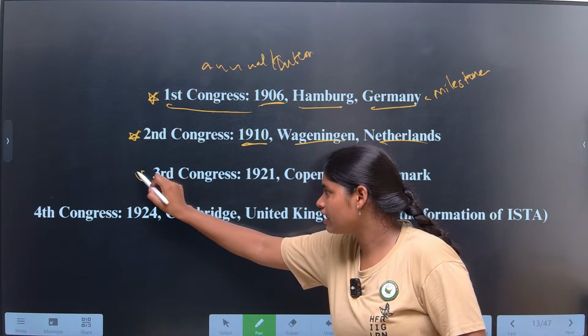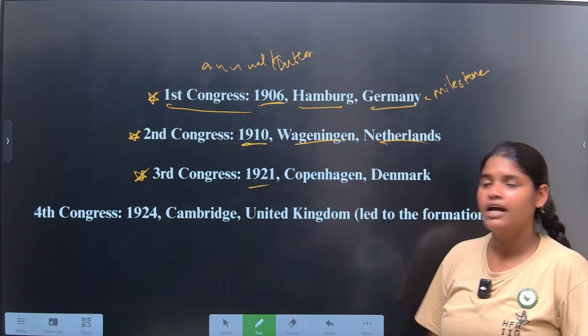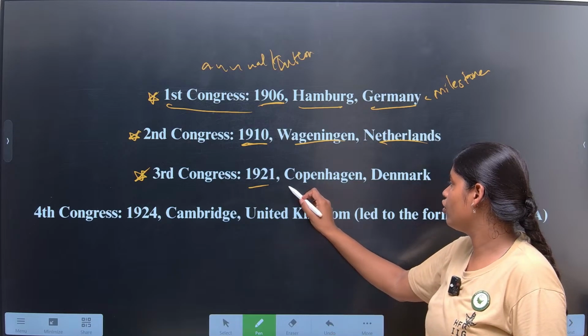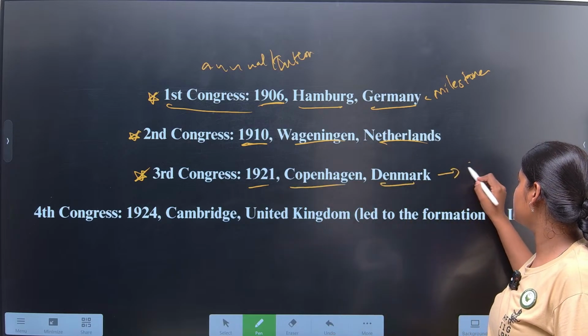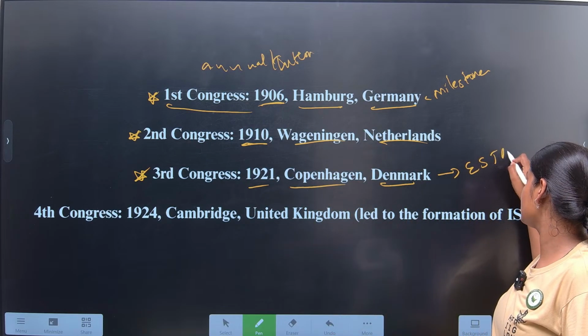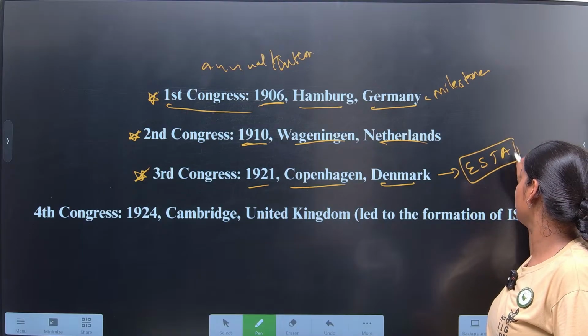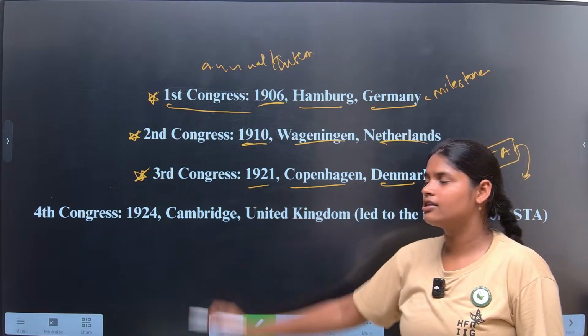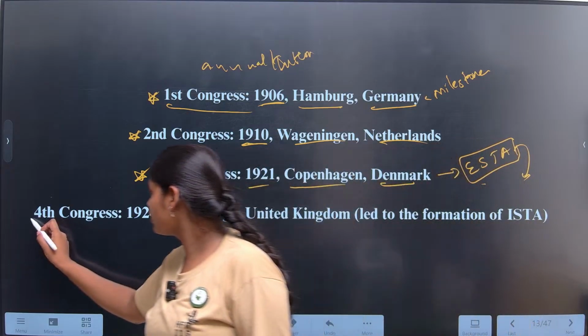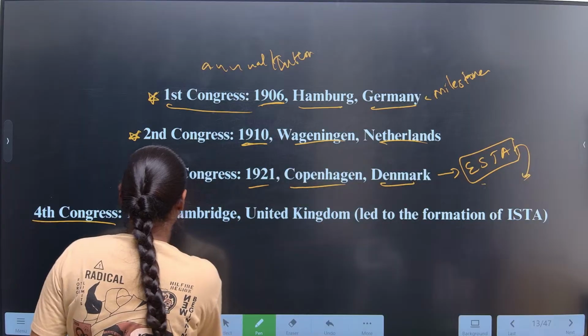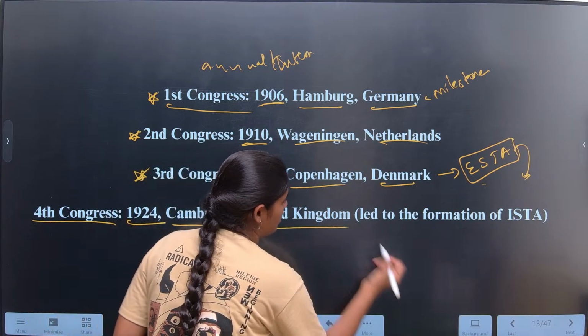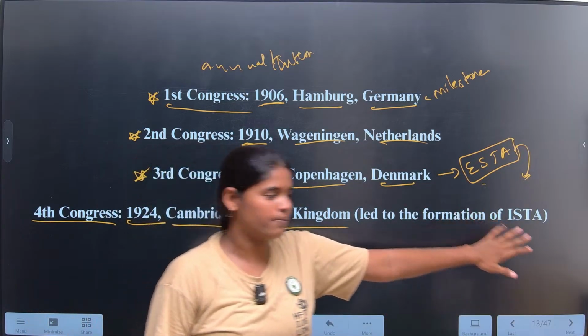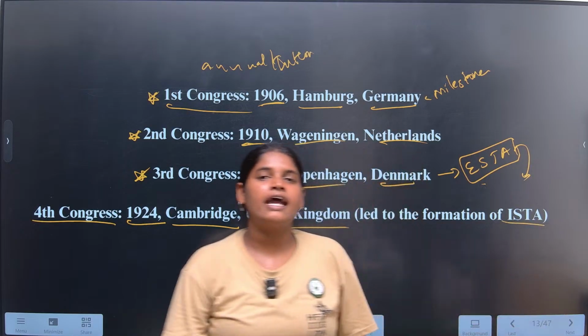The third congress was held in 1921 in Copenhagen, Denmark. It is important because the European Seed Testing Association, which later turned into ISTA, was formed at the third congress. The fourth important one, in 1924 at Cambridge, UK, led to the formation of ISTA. Where is the headquarters of ISTA?